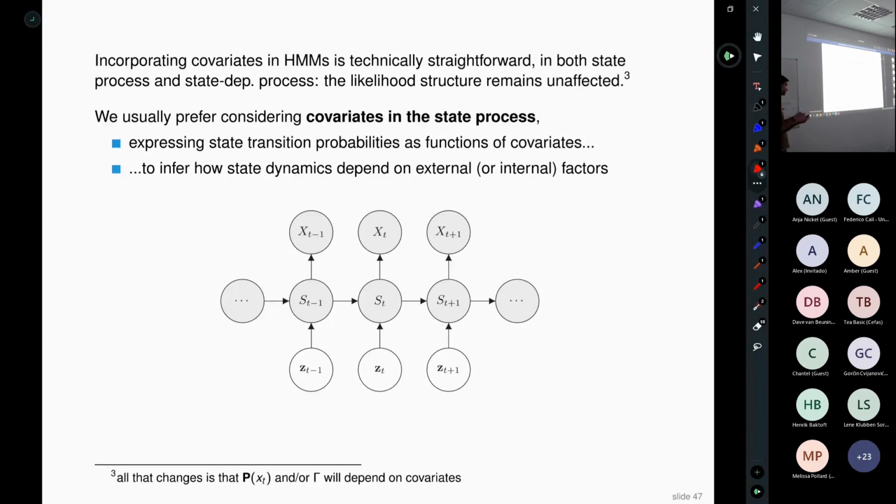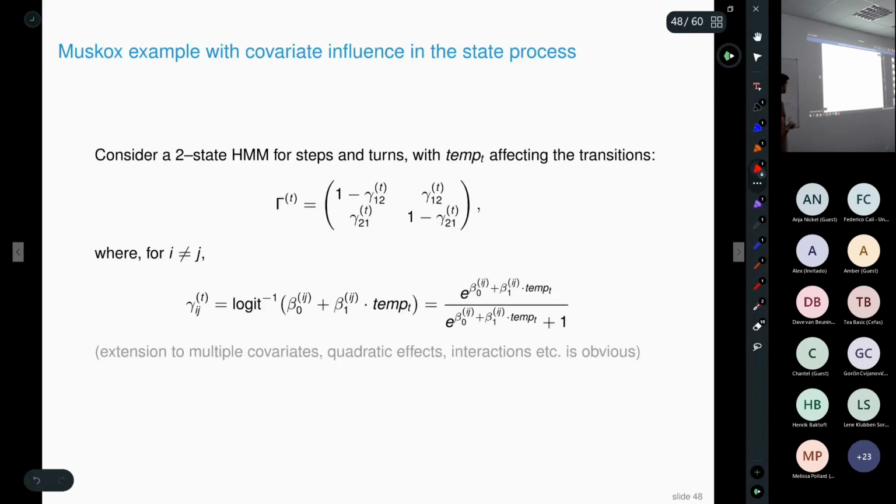So maybe if it's getting hotter, then I'm more likely to switch to the resting state. This is usually what we prefer, both for conceptual reasons. It usually is more plausible from the logical perspective, but there are also statistical reasons which I don't want to discuss here because that would take me 10 minutes and I only have 3 minutes. Okay, so we want to have them in the state transition probabilities.